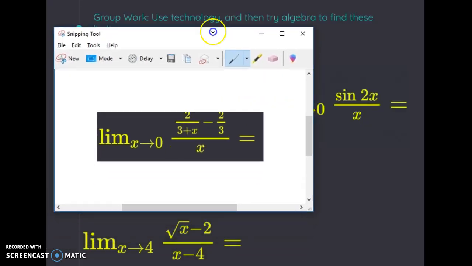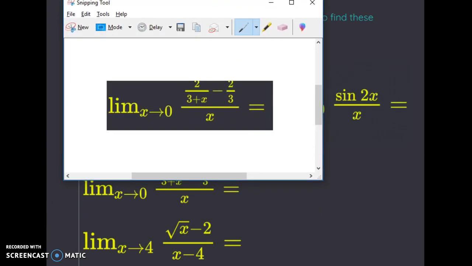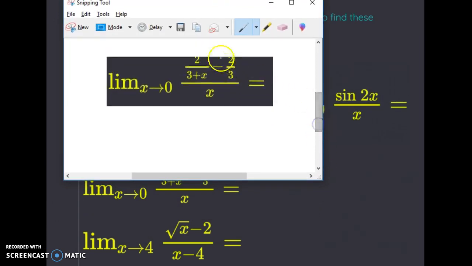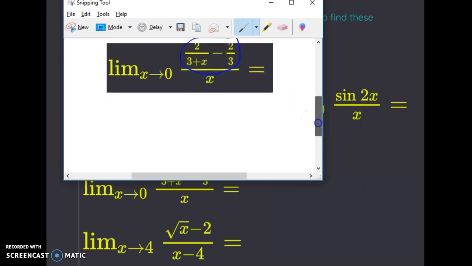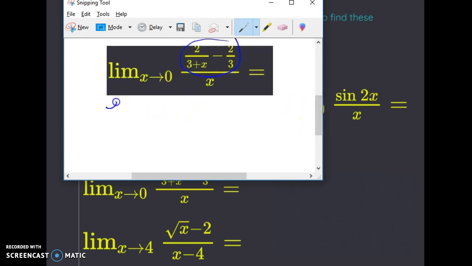Okay, so for my next one, it looks like I have a subtraction problem. Well, I see a rational expression on the top that's subtraction. So I'm going to want to subtract that numerator. And if I want to subtract rational expressions, they need to have a common denominator. So I'm going to work on that. So 2 over (3 plus x), if I multiply that by 3 over 3, while at the same time multiplying 2/3 by (3 plus x) over (3 plus x), I'm going to have the same denominator. So I now have a common denominator, and I'm going to divide that whole thing by x.